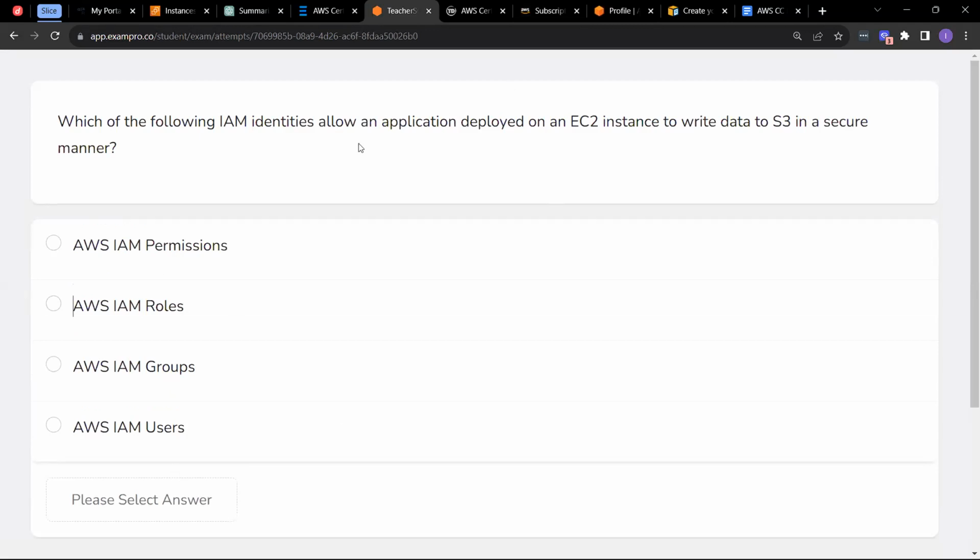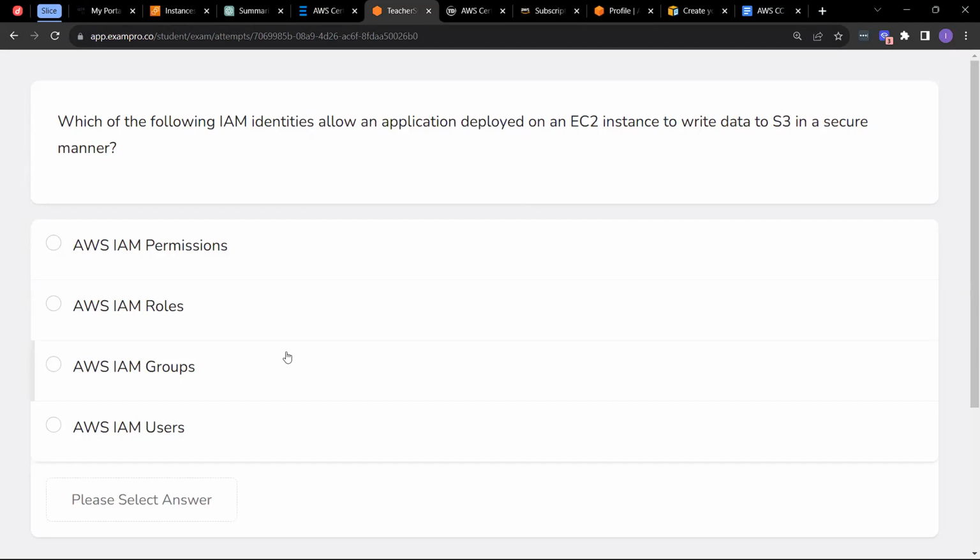Which of the following IAM identities allows an application deployed on an EC2 instance to write data to S3 in a secure manner? Let me read this for you again. Which of the following IAM identities allow, so we are looking at an IAM identity. Allow an application, so we are also looking at an application that has write access, to write data to S3 in a secure manner.